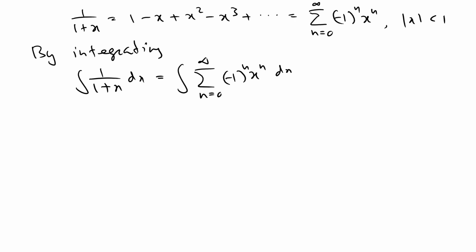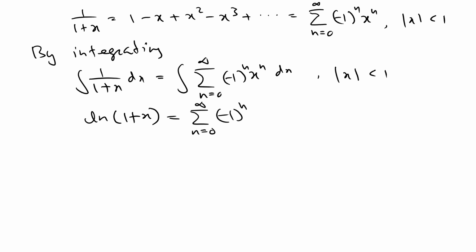What we do is switch, and also this is again only valid on that interval. So we're going to switch. This one is simply ln of 1 plus x, so we're going to get that. And here we're going to switch the sigma and the integral. So it is negative 1 to the n, and if you integrate x to the n, you're going to get x to the n plus 1 over n plus 1, plus c.